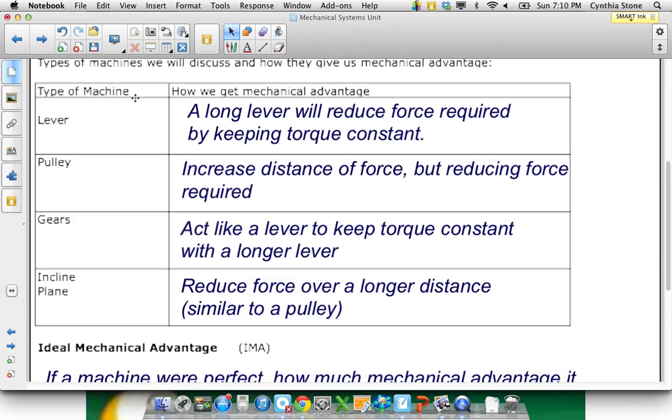Again, a gear, same thing. Torque constant, longer lever, and an inclined plane reduces force over a longer distance. So every simple machine has a very specific way in which you get mechanical advantage. They're designed for perfection, which is called ideal mechanical advantage, and that's what you should get out of your machine. And then if you actually do measurements on what effort you put in, you can get actual mechanical advantage.